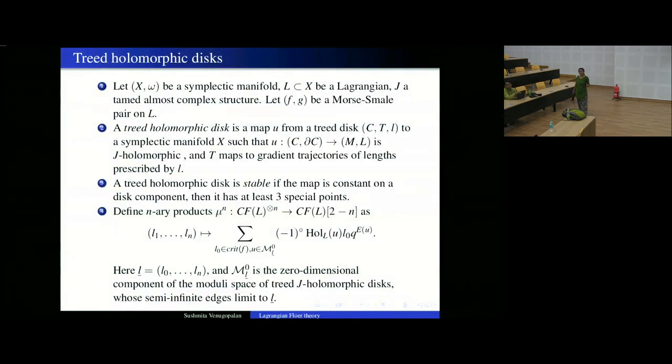And as earlier in the case of curves, a component is stable exactly when it is non-constant, or if it is constant and has at least 3 special points. This is exactly as in the Gromov-Witten case. And then I define these n-ary products. This is the same as before, except that the moduli space here is different. The moduli space is the 0-dimensional component of the tree broken disks with these limits specified on the semi-infinite outgoing edges.